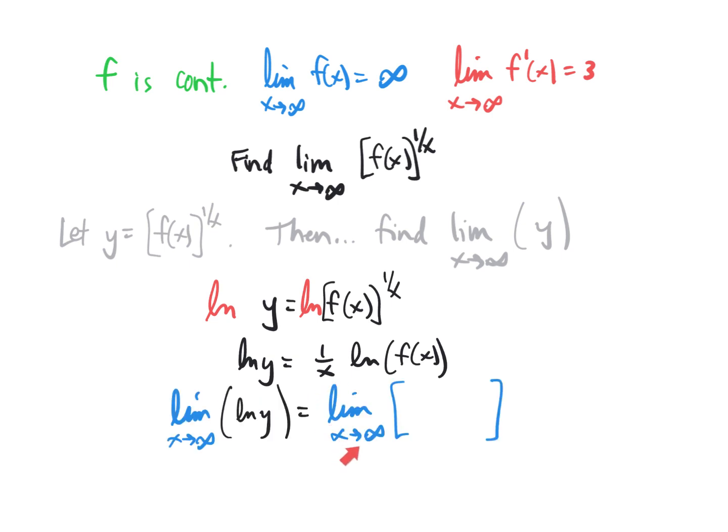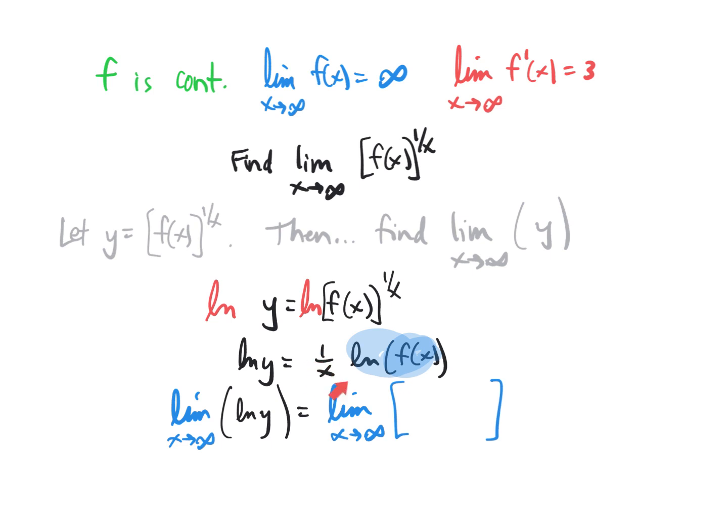And when we do that on the right, as x approaches infinity, this first factor approaches 0, and the second factor approaches infinity. Because f of x approaches infinity, and the natural log of f of x, this is the second factor, will therefore be approaching infinity. So we have a 0 times infinity indeterminate form, so we can't apply L'Hopital's rule unless it's a ratio.